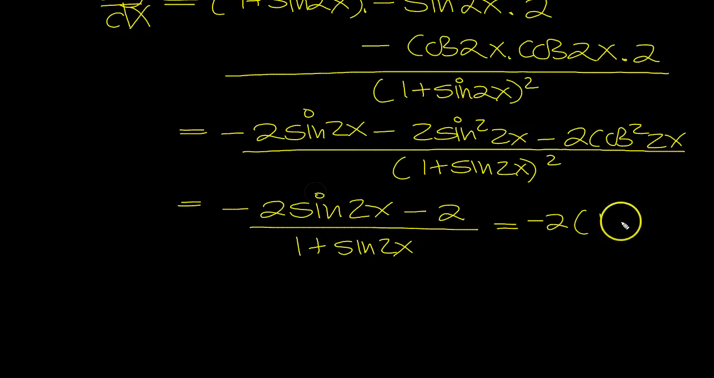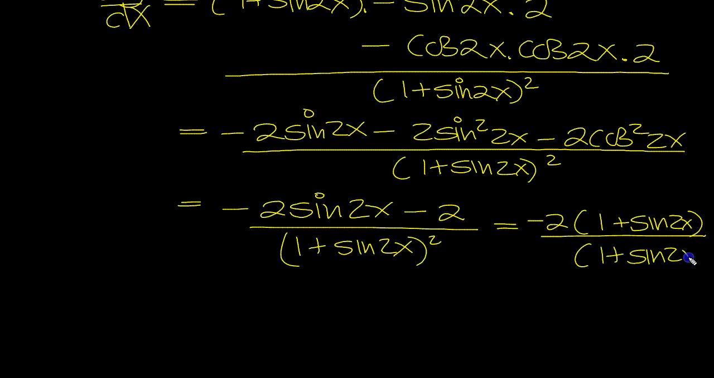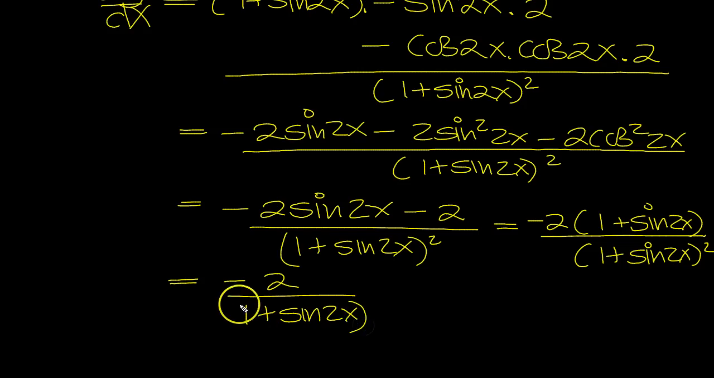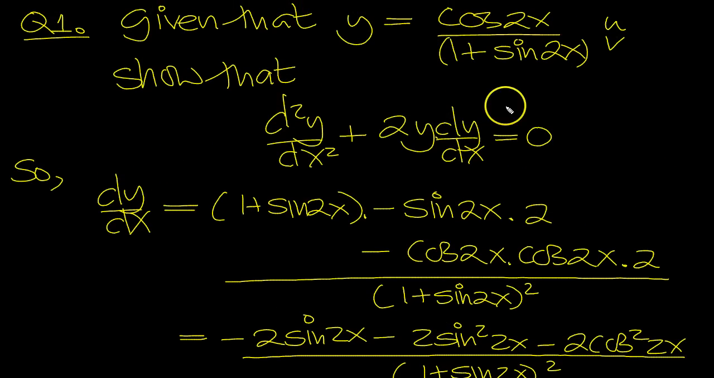And then this would be plus the sine 2x, all over this squared, wasn't it? Sorry, forgot to write that squared. 1 plus sine 2x all squared. So one of the 1 plus sine 2x is common, top and bottom. So let's cancel that. So that equals minus 2 over 1 plus sine 2x. Okay, so that's dy dx. So that's the first part.